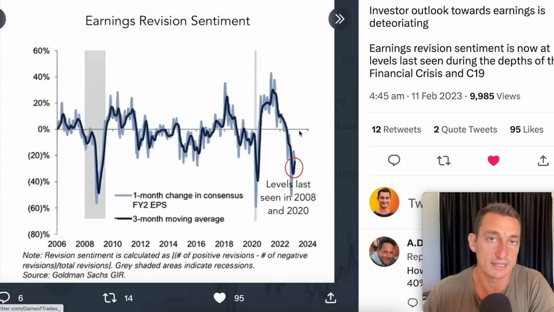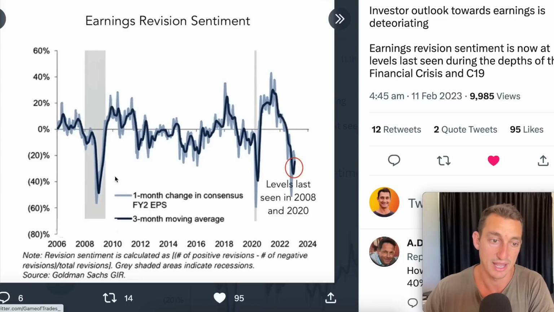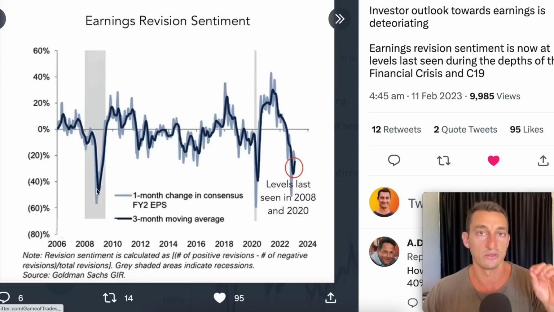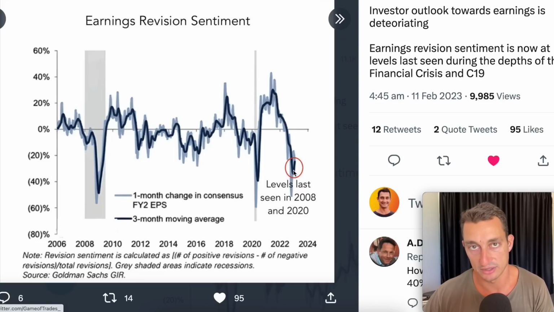This chart from Goldman Sachs is looking at investor sentiment around earnings, and it is deteriorating, or at least it has been deteriorating. It looks like it's turning the corner here, bouncing from the lows that we have seen during the pandemic crash and the GFC, which was 2008, 2009. So these low levels of investor sentiment around earnings, basically not feeling the greatest, not feeling too positive, feeling very negative around earnings, looks like it's bottomed and is now turning a corner.